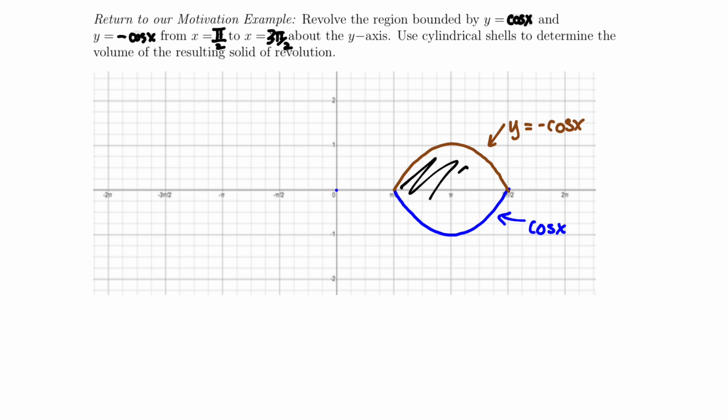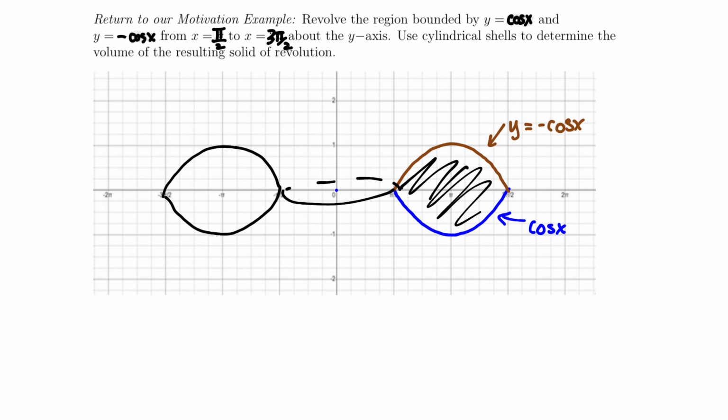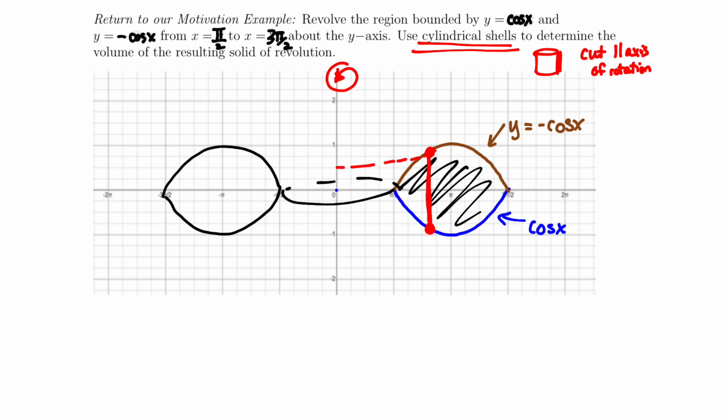I'm going to send this around the y-axis. So I'm going to rotate this around the y-axis, and I'm going to use shells, which I know is a cylinder. Importantly, the cut that I make, and I will require you to show me on your test, is parallel to the axis of rotation. So the cut is parallel to the axis of rotation, and then you rotate that cut around.